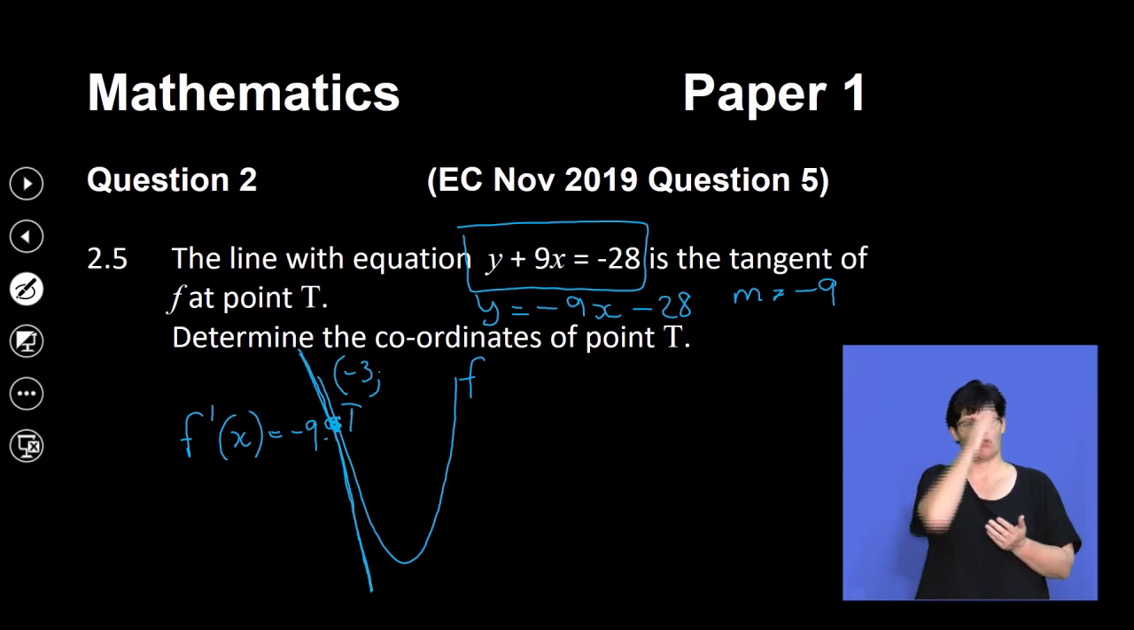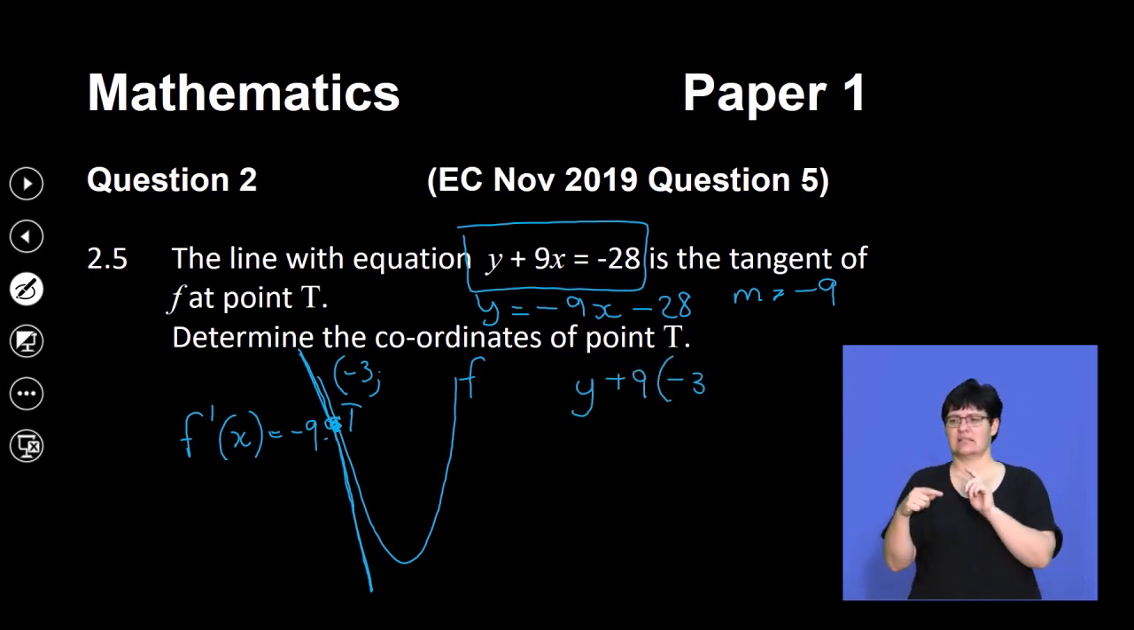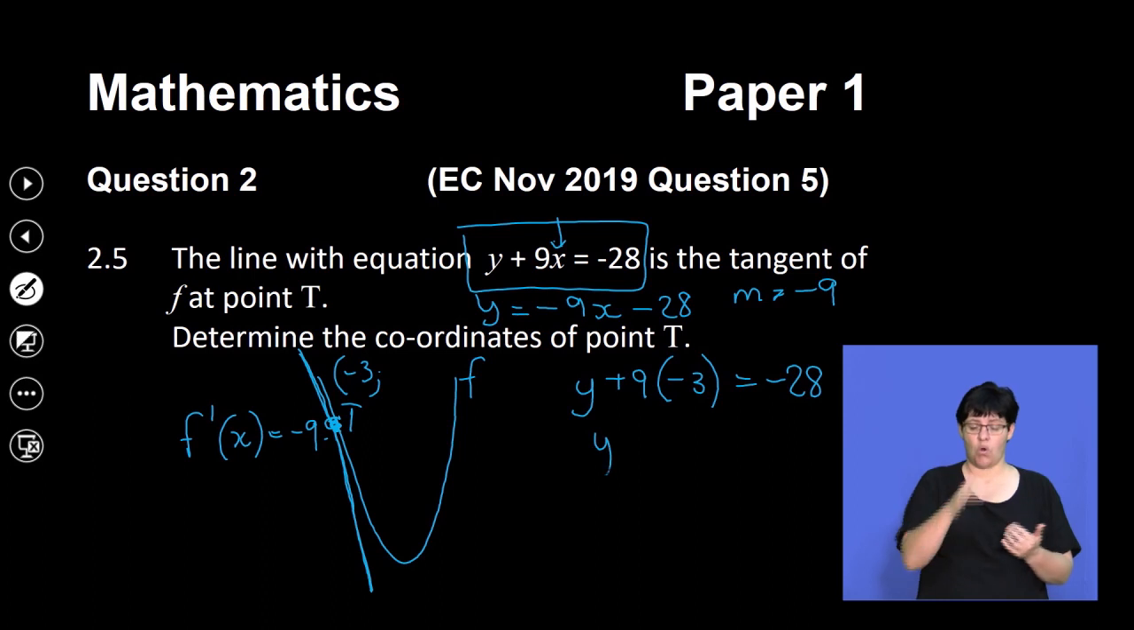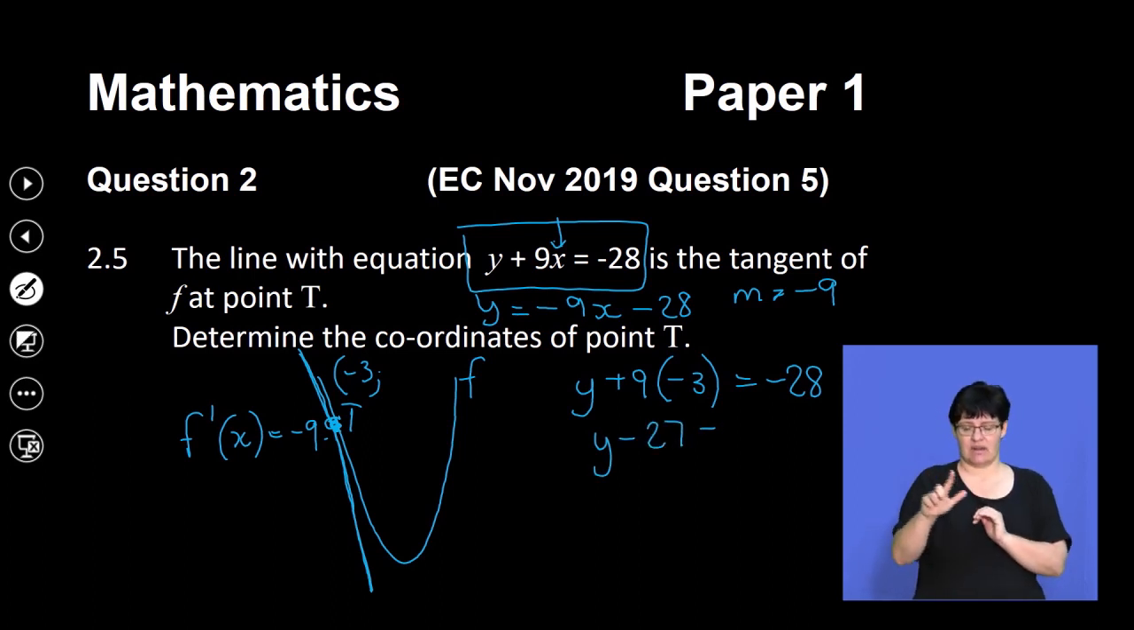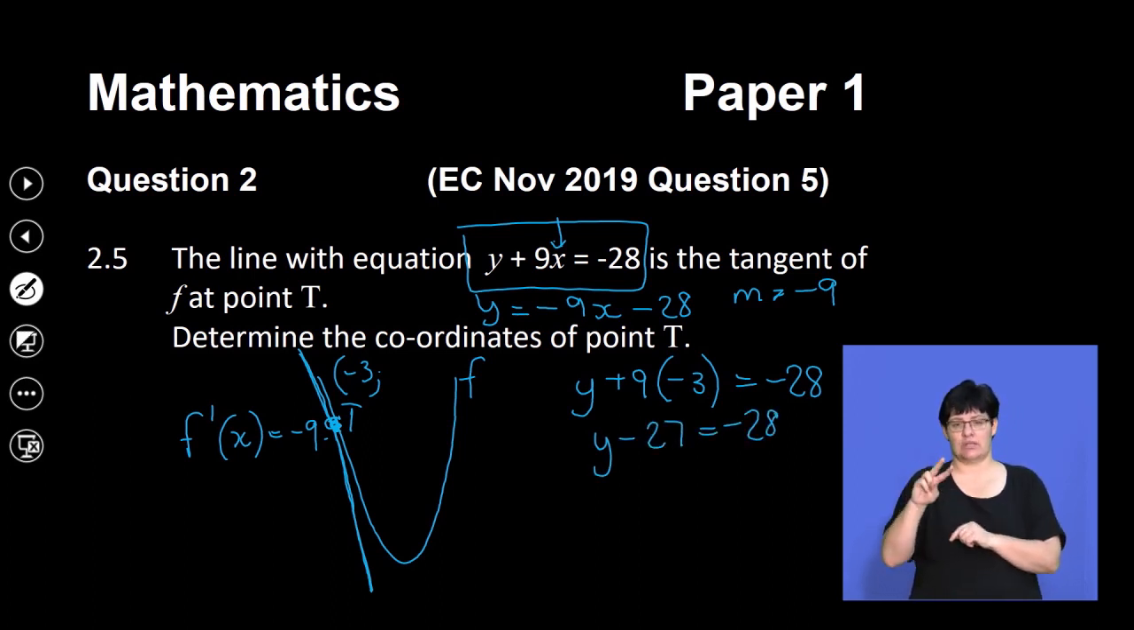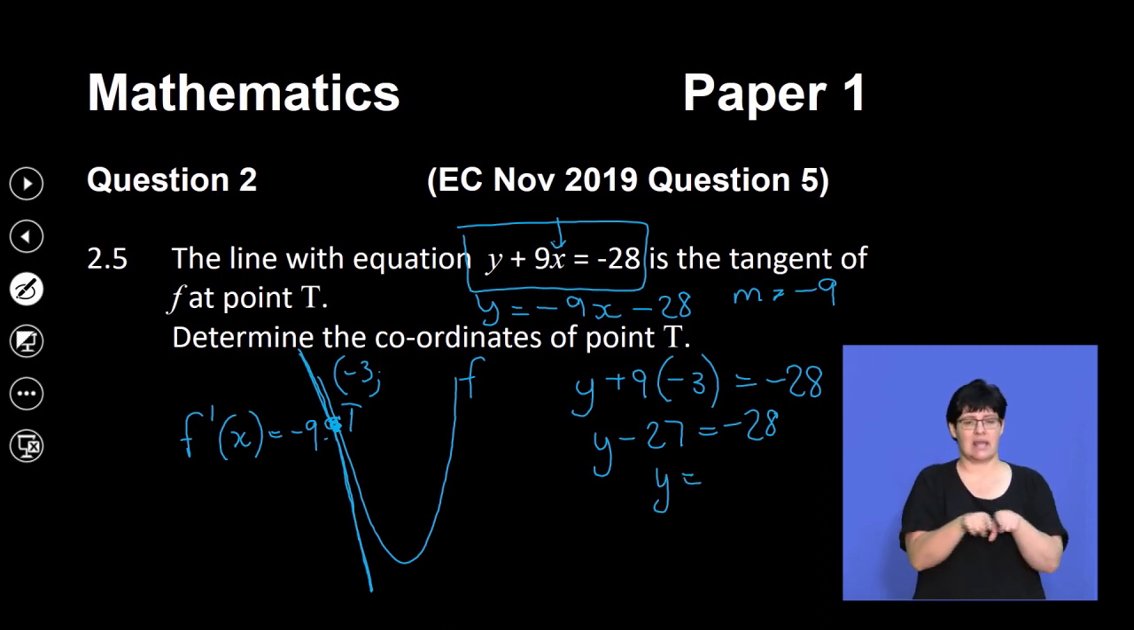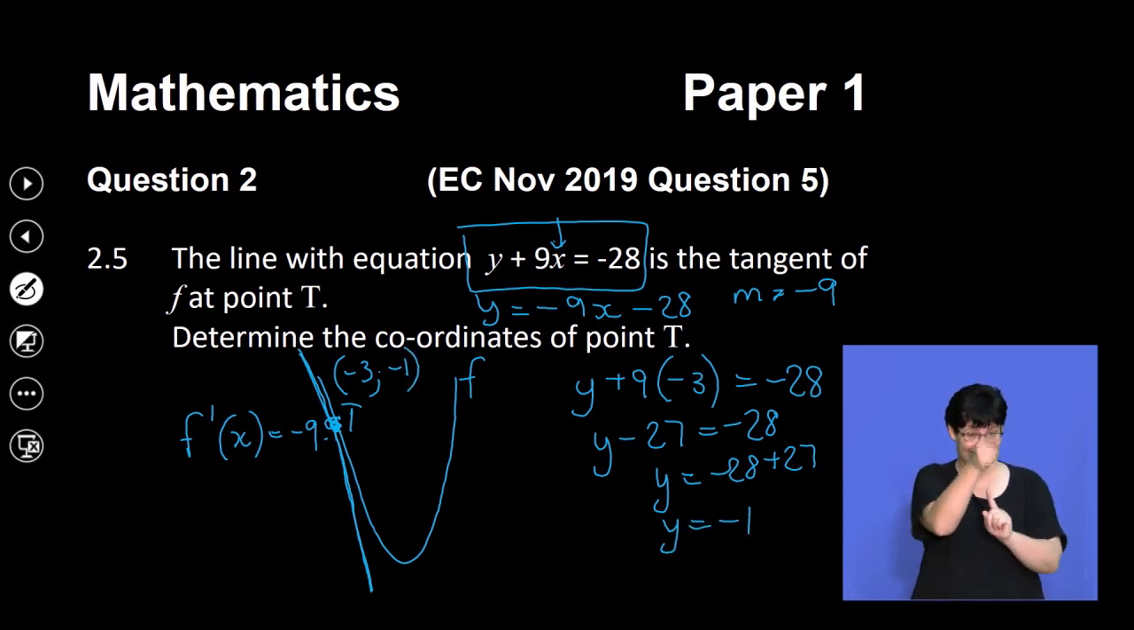I'm going to choose the straight line because it's a bit of an easier equation to substitute into. So I've got y plus 9 times negative 3. So I've subbed my 3 into that x over there is equal to negative 28. So this is y minus 27 is equal to minus 28. So y is equal to minus 28 plus 27. And that gives me negative 1. And that's the y-coordinate of that point.